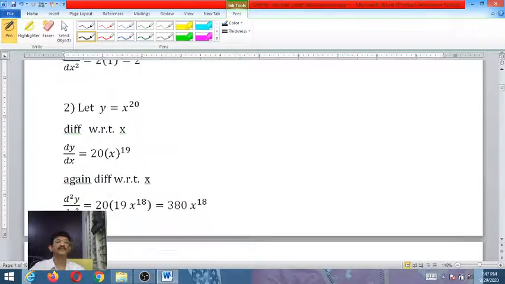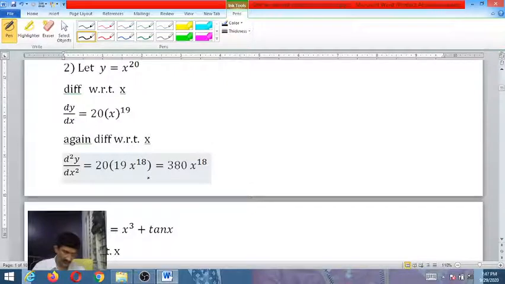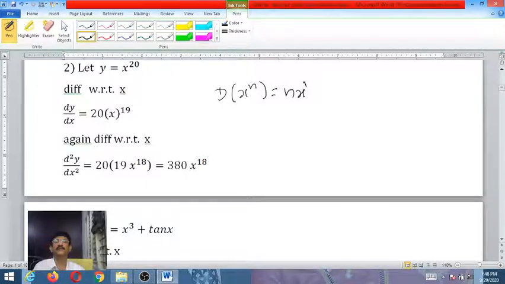Now let us compare. These are all simple problems. Let y equals x power 20. Differentiate with respect to x. We know that the derivative of x power n is n into x power n minus 1. So the derivative of x power 20 is 20 into x power 20 minus 1, that is 20 into x power 19. Again differentiate with respect to x.